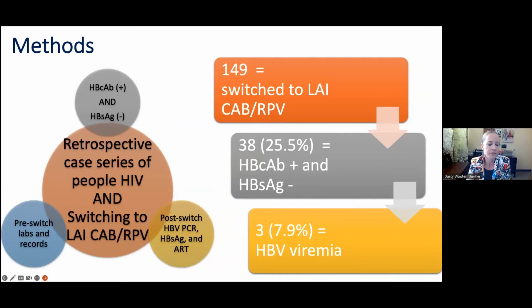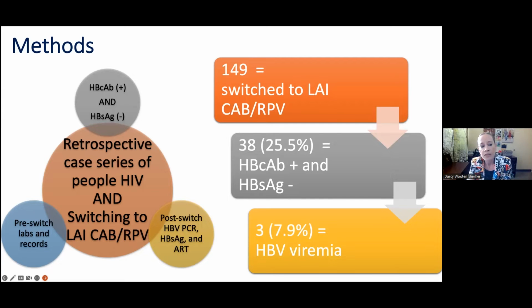So this was a retrospective case series of people with HIV who were switching to long-acting cabotegravir-rilpivirine, and our inclusion criteria were those who were hepatitis B core antibody positive and surface antigen negative. Then we looked at those patients' pre-switch labs as well as other clinical factors in their medical record. We also looked at their post-switch labs, specifically their hepatitis B studies, and looked to see if the switch necessitated any further modification to their antiretroviral therapy because of their hepatitis B study results after switching to this injectable regimen.